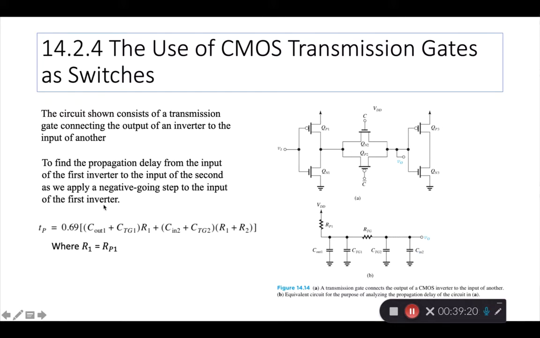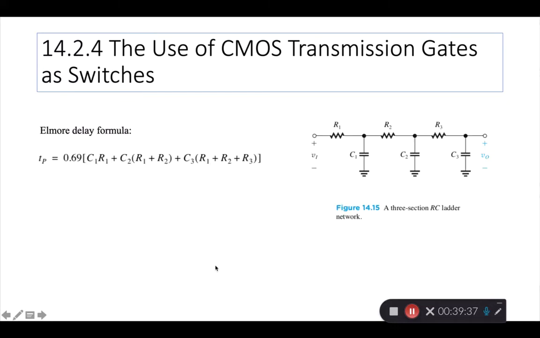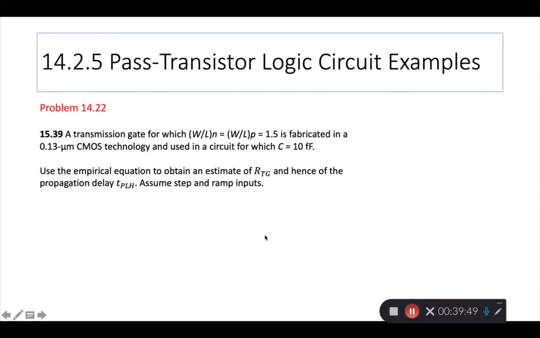With this model, you can get the formula for TP to be like this, where there's an R1 here, but the R1 is just RP1, the resistance for the PMOS. So this formula, and then there's another general formula if you have a number of RCs like this, a 3-section RC ladder network. All these formulas are useful in helping us study the propagation delay, because obviously you are very concerned about speed in an integrated circuit.